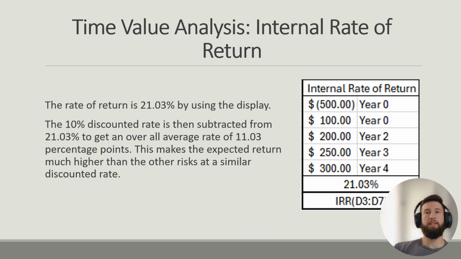$217.23. So the percentage term is usually introduced as an internal rate of return. So calculated through our $500 Telepac at year 0, our $100 at year 0, and so on. At the bottom, you can see that we calculated the internal rate at 21.03. The 10% discounted rate is then subtracted to get an overall rate of 11.03 percentage points. These percentage points just make the expected return much higher than the other risk at a similar discounted rate.